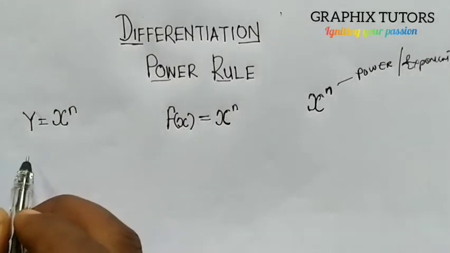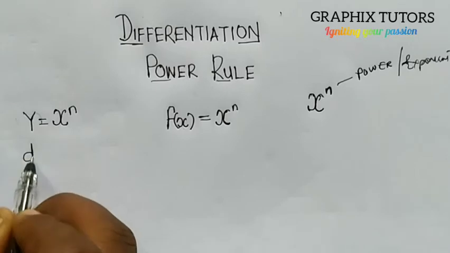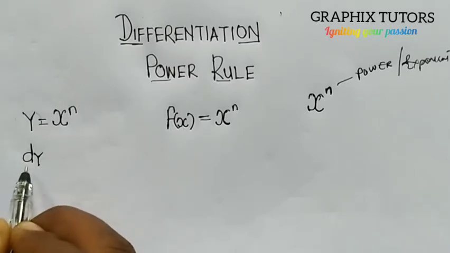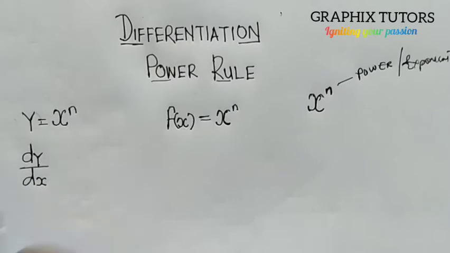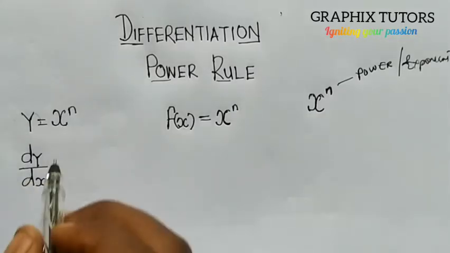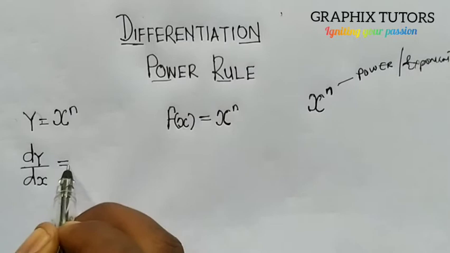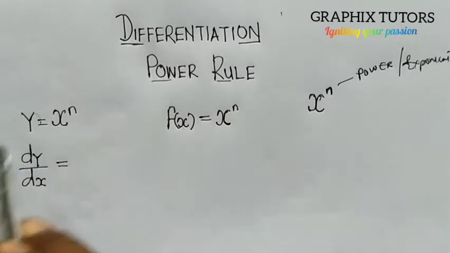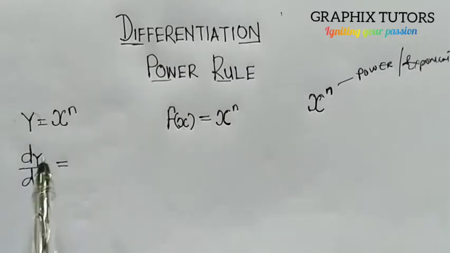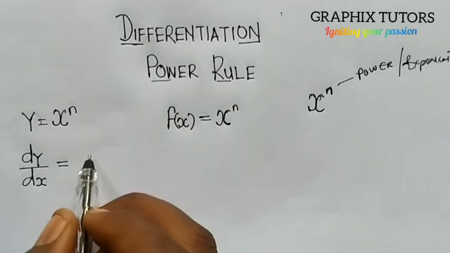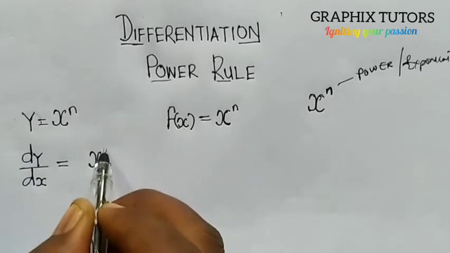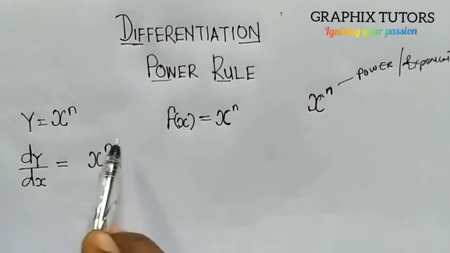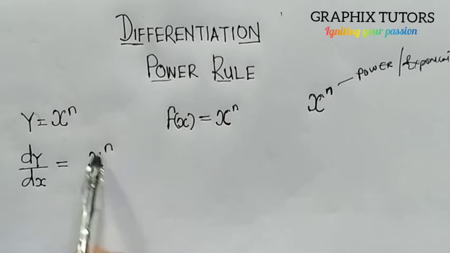Now, if I'm to differentiate this, I'm differentiating y with respect to x. So it will be dy over dx. Once I've done this, it means that I am looking for what we call the gradient. Differentiation means you are dealing with slope, gradient, right? So I'll write it this way by saying x raised to power n. Once I've done this, it means that the n must come down. Whatever is up must come down.